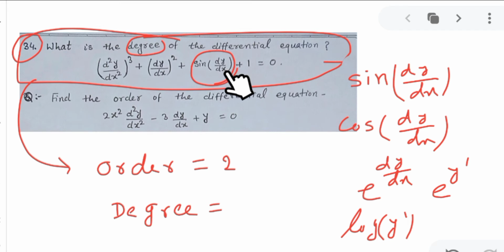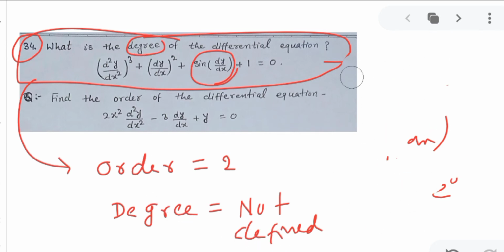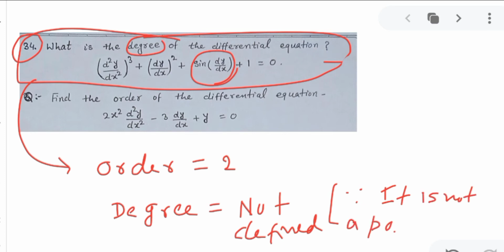If the differential equation is not a polynomial of dy upon dx, then the degree is not defined. Since the question was asking degree, you will write the answer as degree is not defined. If you want to give an explanation, you can give a one line explanation in brackets: since it is not a polynomial. So, degree not defined since it is not a polynomial.